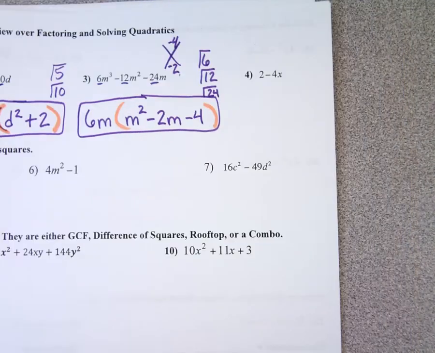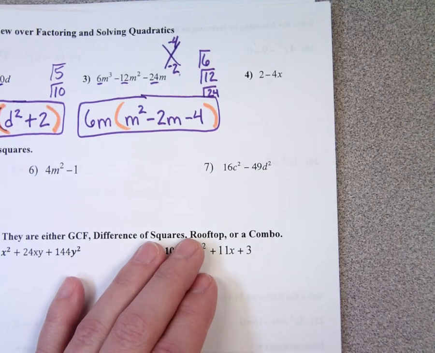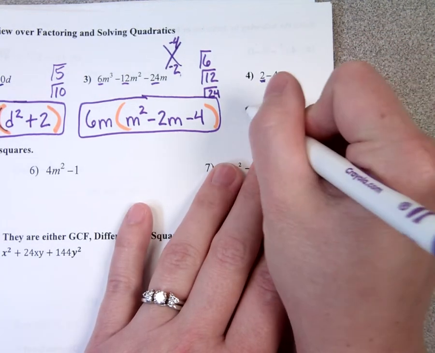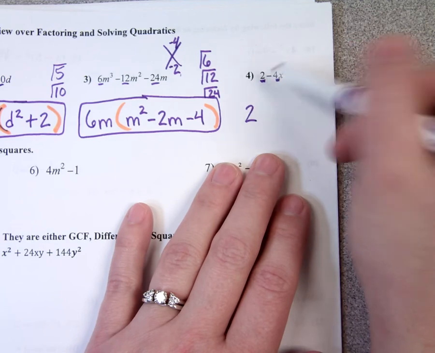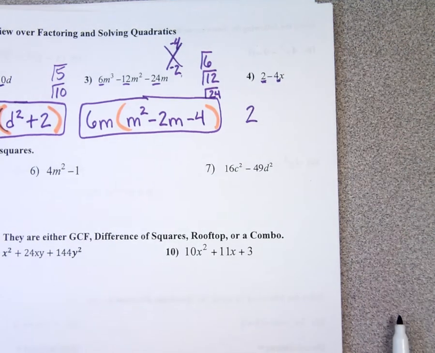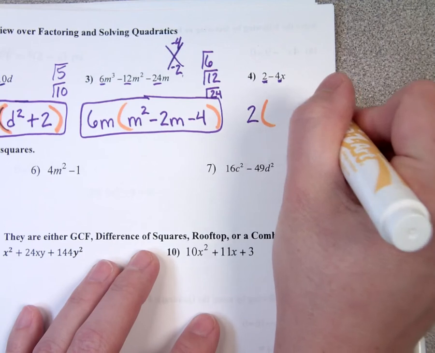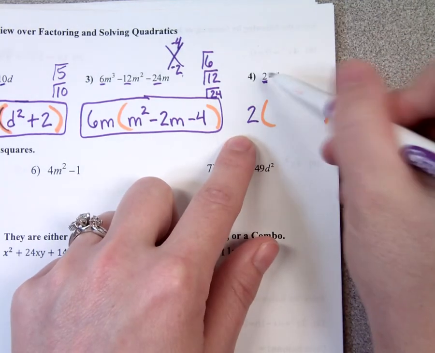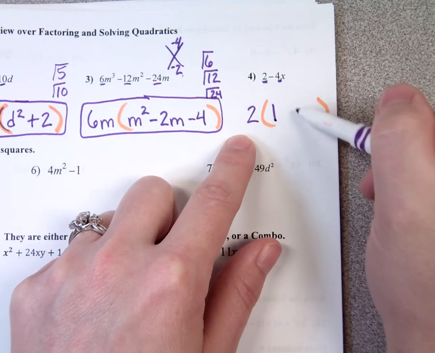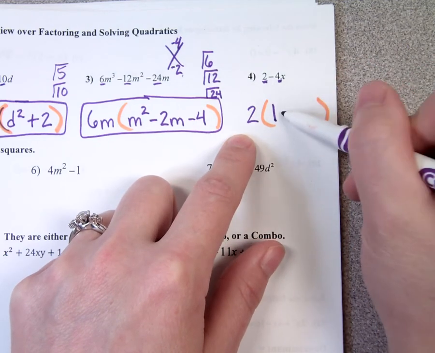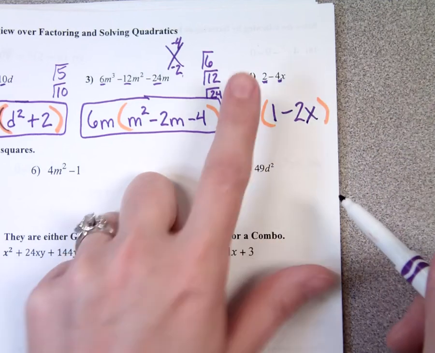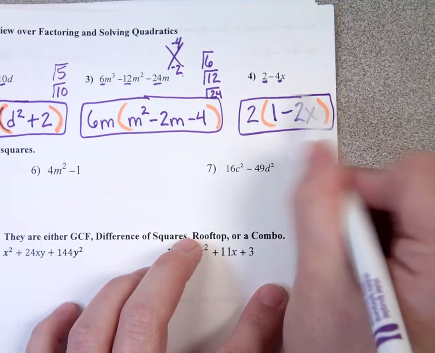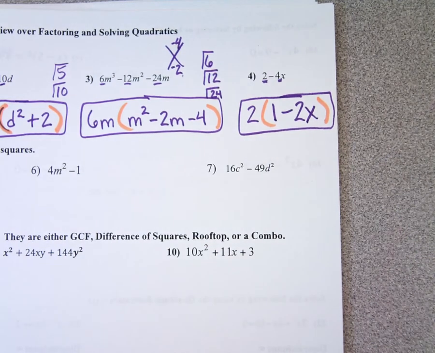Okay, number 4. What do you think the GCF is? Well, the greatest thing that divides into 2 and 4 evenly is a 2. Do they both have an x? Nope. Since they don't both have an x, we can't pull any x's out this time. I build my one set of parentheses. 2 times what makes 2? 1. And 2 times what makes negative 4x? A negative 2x. And then this is nothing in the parentheses. No GCF, no difference of squares, so there it is. So that's a little practice factoring out the GCF.